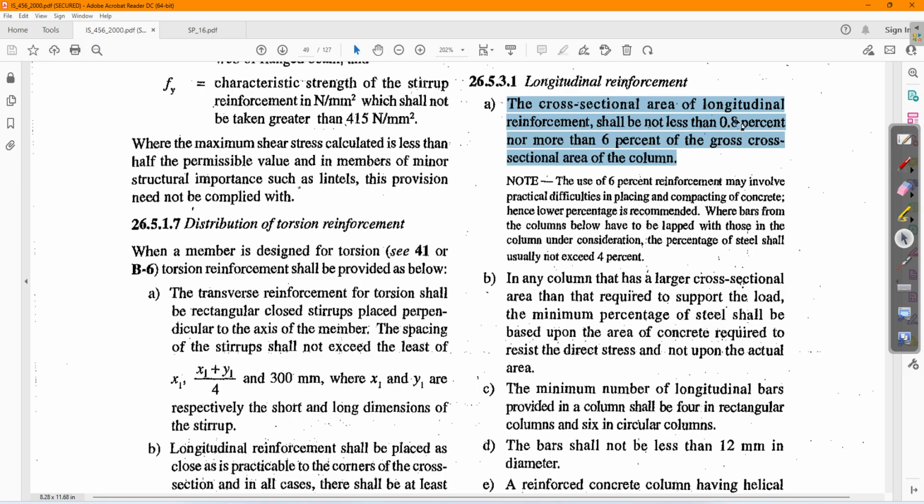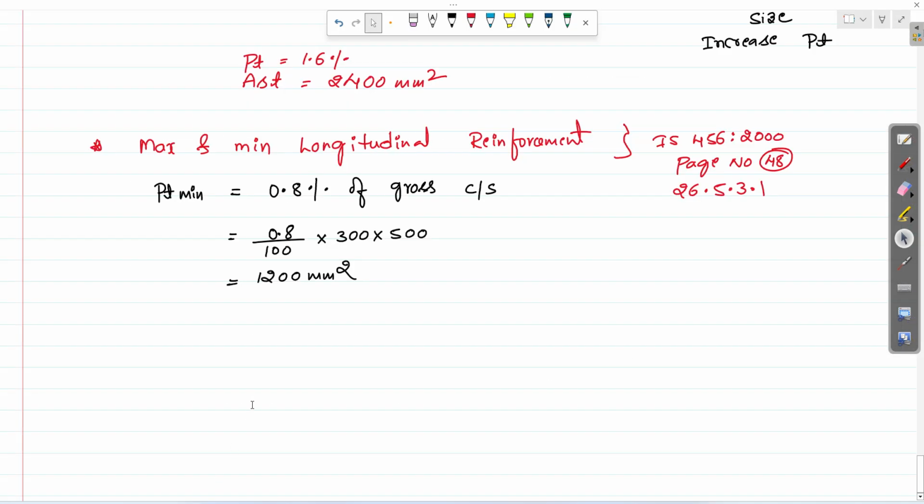So minimum is 0.8%, maximum is 6%. But to avoid congestion of reinforcement, the code restricted 6 to 4%. So when the bars from the columns below have to be lapped with those in the columns under consideration, the percentage of steel shall usually not exceed 4%. So maximum percent is 4.